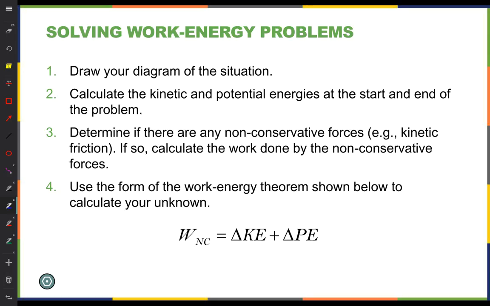Calculate the kinetic and potential energies at the start and end of the problem. If there's friction, of course, then we have to go through the problem to calculate how much work was done by friction. That's in step 3. Determine if there are any non-conservative forces, and if so, calculate the work done by the non-conservative forces. But the potential energies and kinetic energies are just the before and after. Then use this form of the work energy relation that says the work by non-conservative forces is equal to the change in kinetic plus the change in potential energy, and solve the problem.